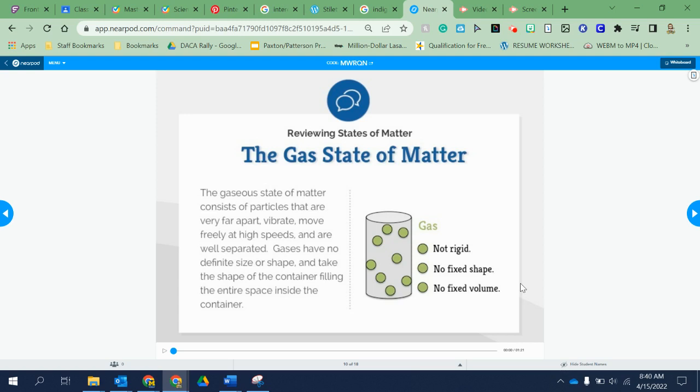Gases have no definite size or shape and take the shape of the container, filling the entire space inside the container. So what this is saying is it's not rigid the way a solid is. It has no fixed shape. So that means it'll take the shape of whatever container you put it in, but also has no fixed volume. The more space you give gas, the more space it's going to take, right? So it will grow in size. It'll take up more space if you put it in a larger container.